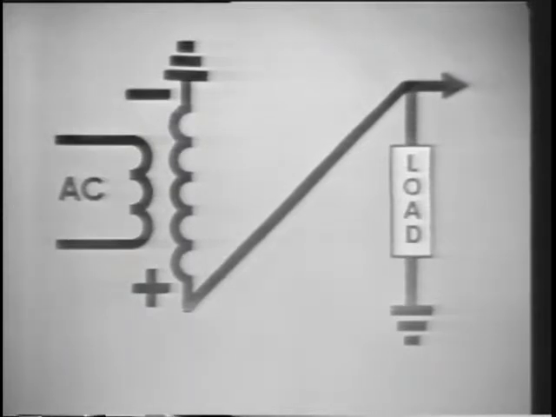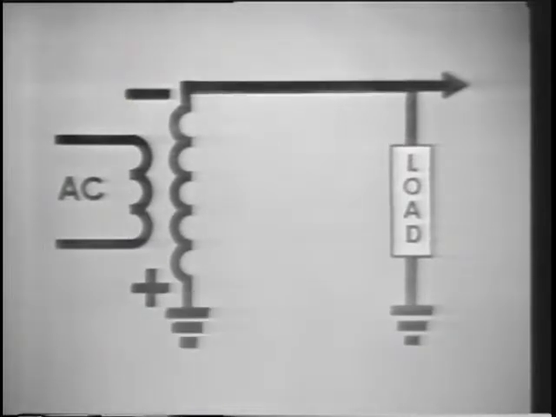Of course, if we want a negative output voltage, all we do is arrange the bridge rectifier circuitry so that the load is always connected to the negative end of the secondary and the ground is always connected to the positive end. With this arrangement, the output voltage is negative.